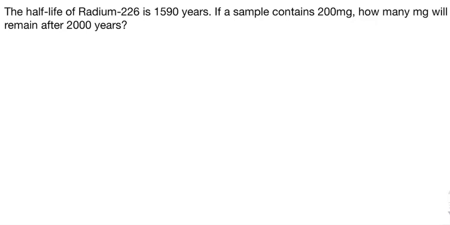If I'm thinking about an exponential function, I'm thinking about the form f of t equals a times b to the power of t. You can also do this using the form f of t equals a times e to the power of kt. Both methods will work here. We're told that the half-life of radium-226 is 1,590 years, so I'm going to use that information to first figure out a value for b, and then once I know b, I'm going to answer my question.